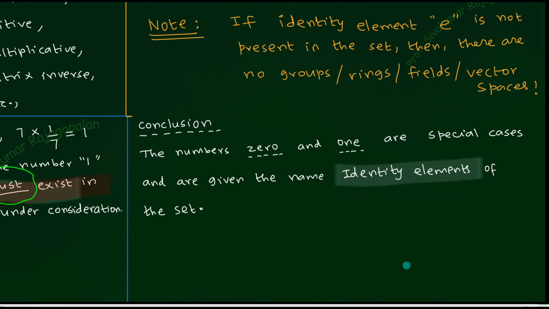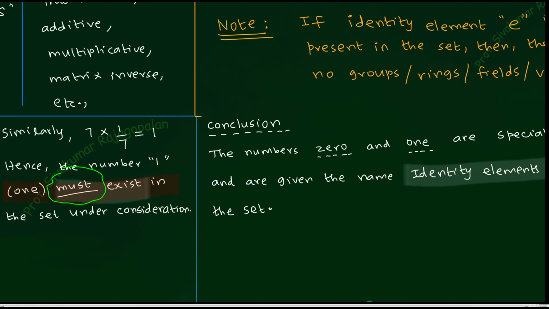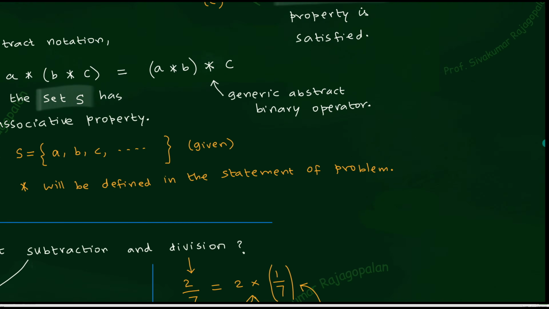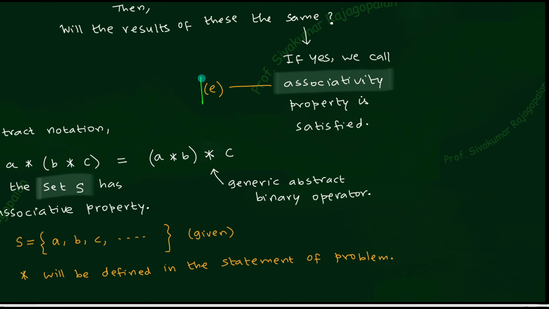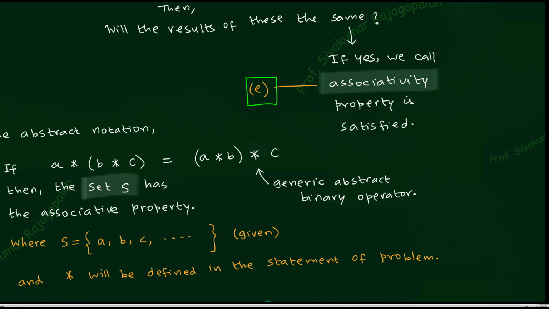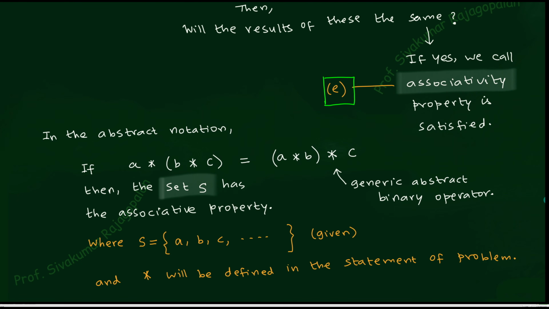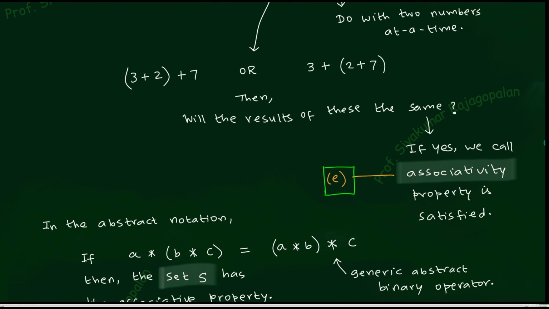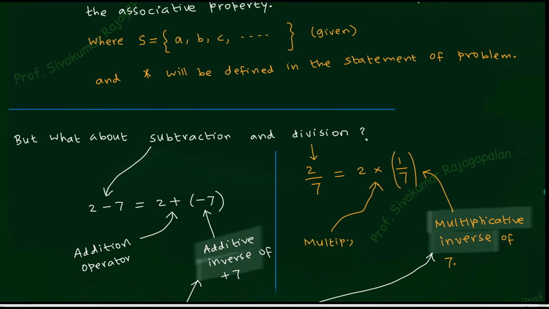That's the meaning. Okay, so now A, B, C, D, how many have we done? Do you remember? Something like A, B, C, D we have written. Let us go back and verify. Yeah, we have finished up to E, right? Associativity. But what about A, B, the first ones? Hopefully you remember the first one: what are the different types of number, etc. And C is binary operator, meaning closure. D is commutativity. And then we have E. E is associativity. You understood now.